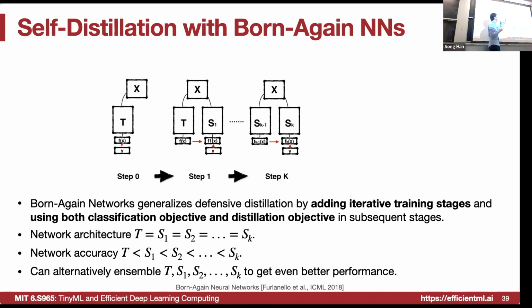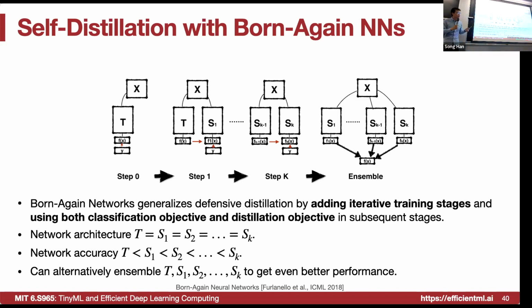Until we get K student models. We use student K minus 1 to distill student K. So here is showing what we're distilling. After that, we get a whole family of neural nets that have the same network architecture. So this is like the grandpa, this is the father, and this is the child.